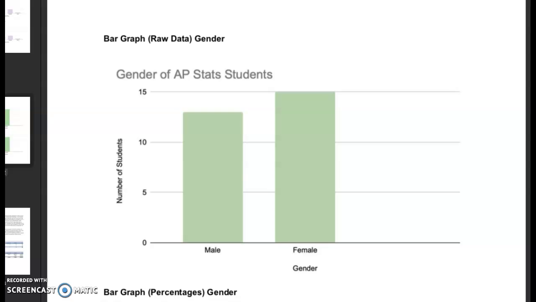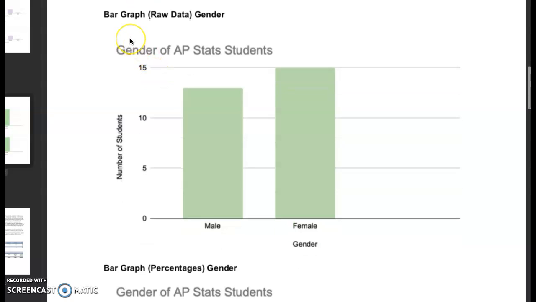The first thing I'll be going over are the graphs that I made for the two categorical variables that I collected in homework 1. The two categorical variables that I ended up choosing were gender and favorite pizza flavor. I ended up making two graphs per variable, one for the raw data and one in percentages.